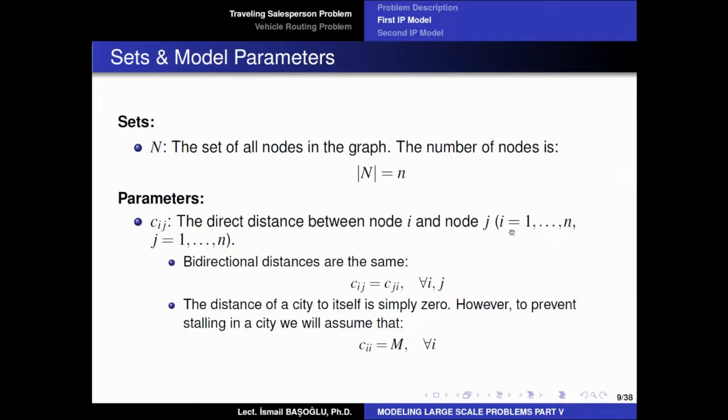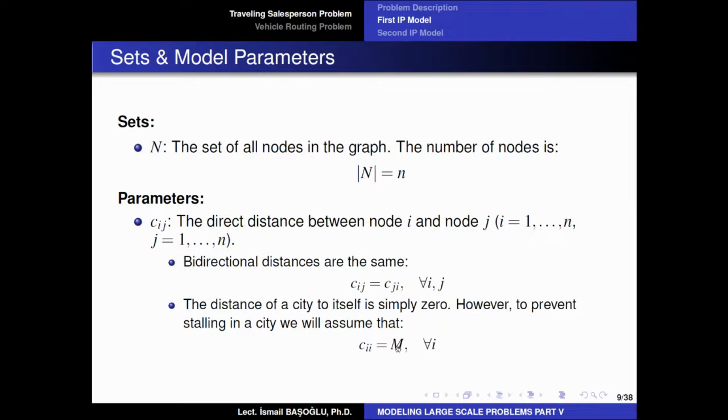Now, since we are going to define the direct distances between every couple of nodes, we should say that i can change from 1 to n and j can change from 1 to n. Of course, in this distance matrix, we will have some diagonal elements as well. We assume that the distance of a city to itself is simply 0. However, we would like to prevent stalling in a city, therefore since there cannot be any direct route from a city to itself, we will assume that the direct route distance from a city to itself on that distance matrix is going to be the capital M value.